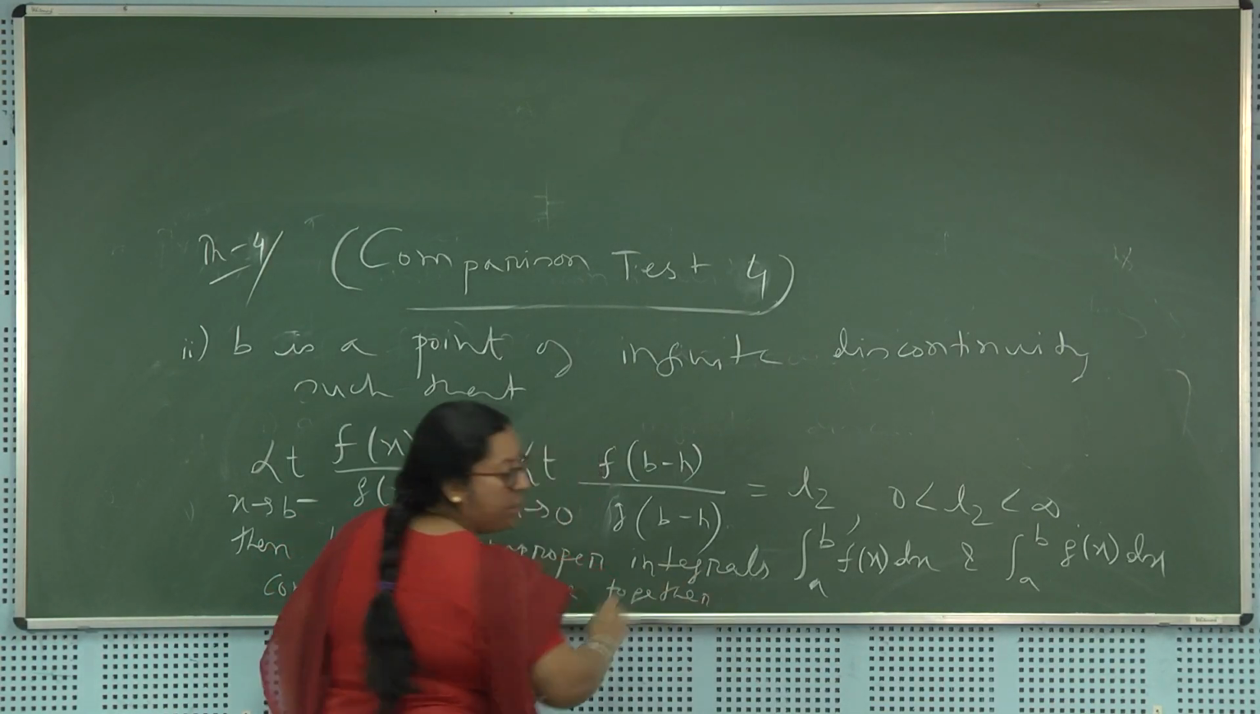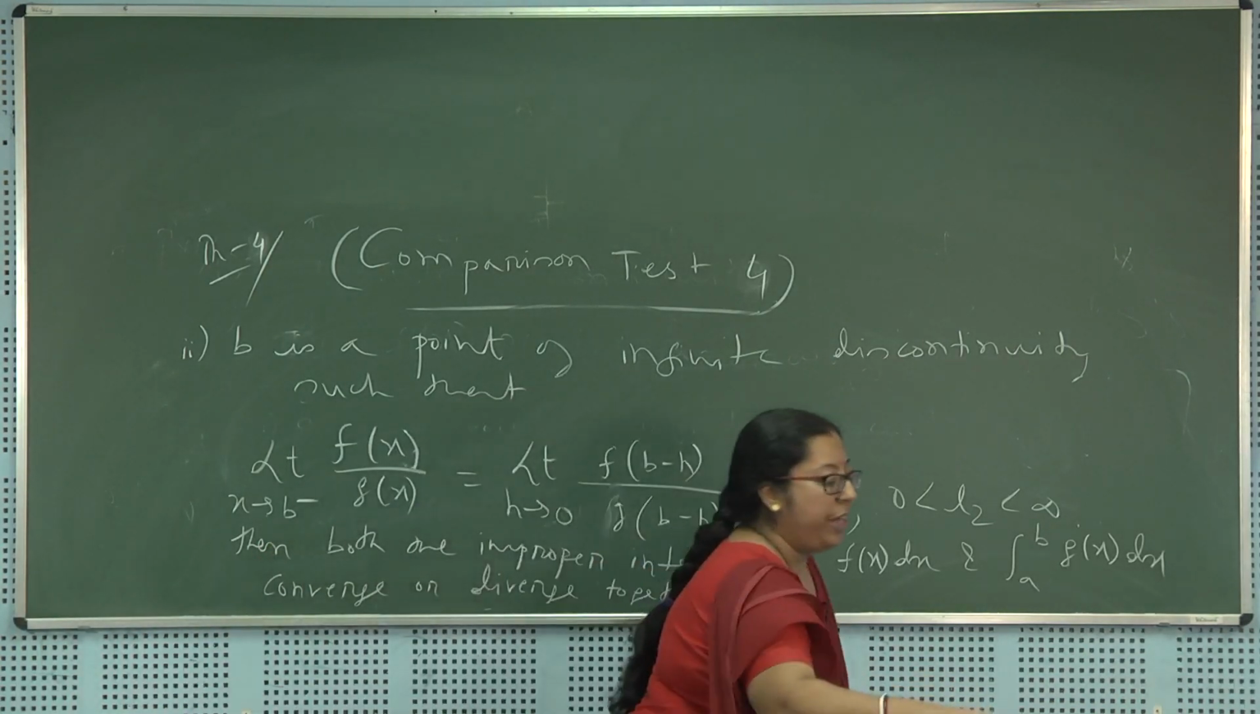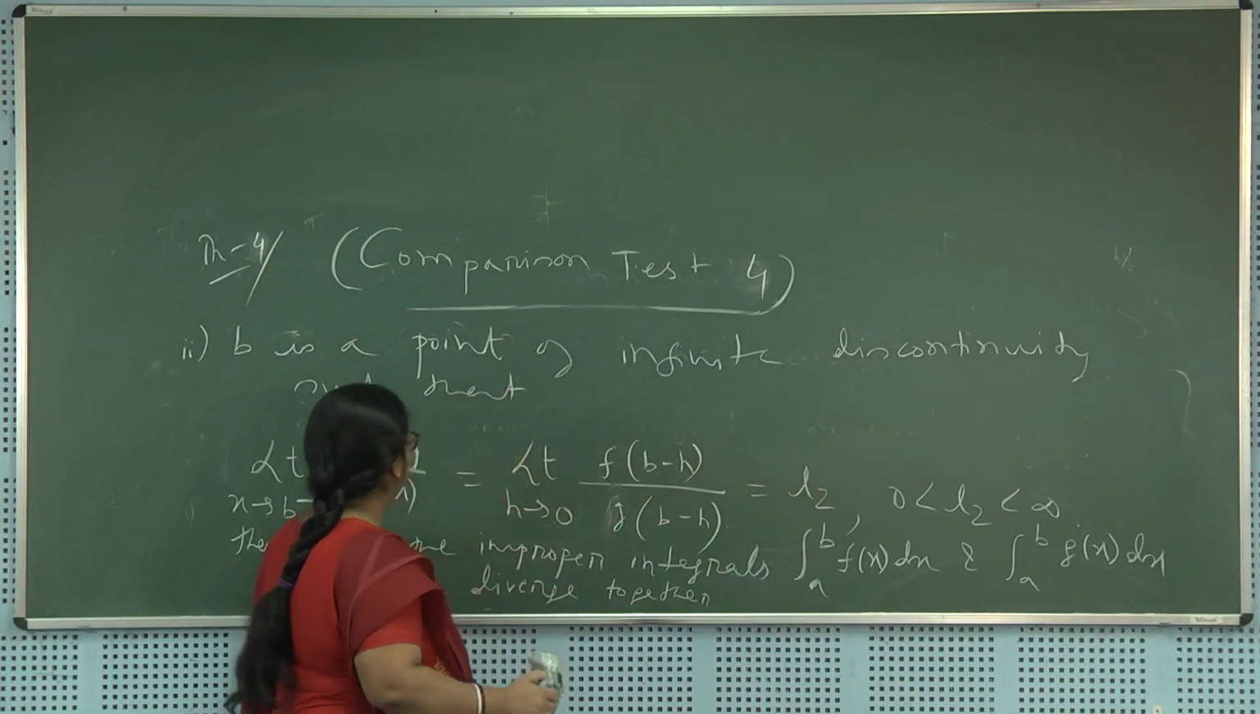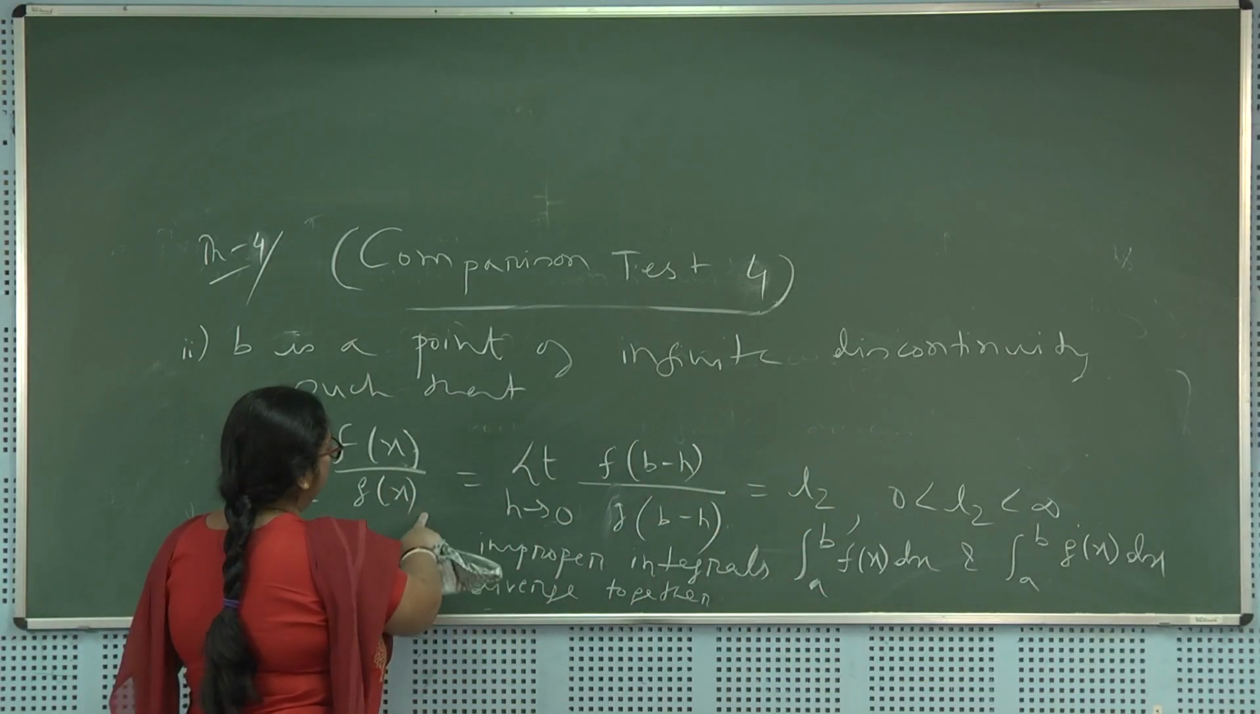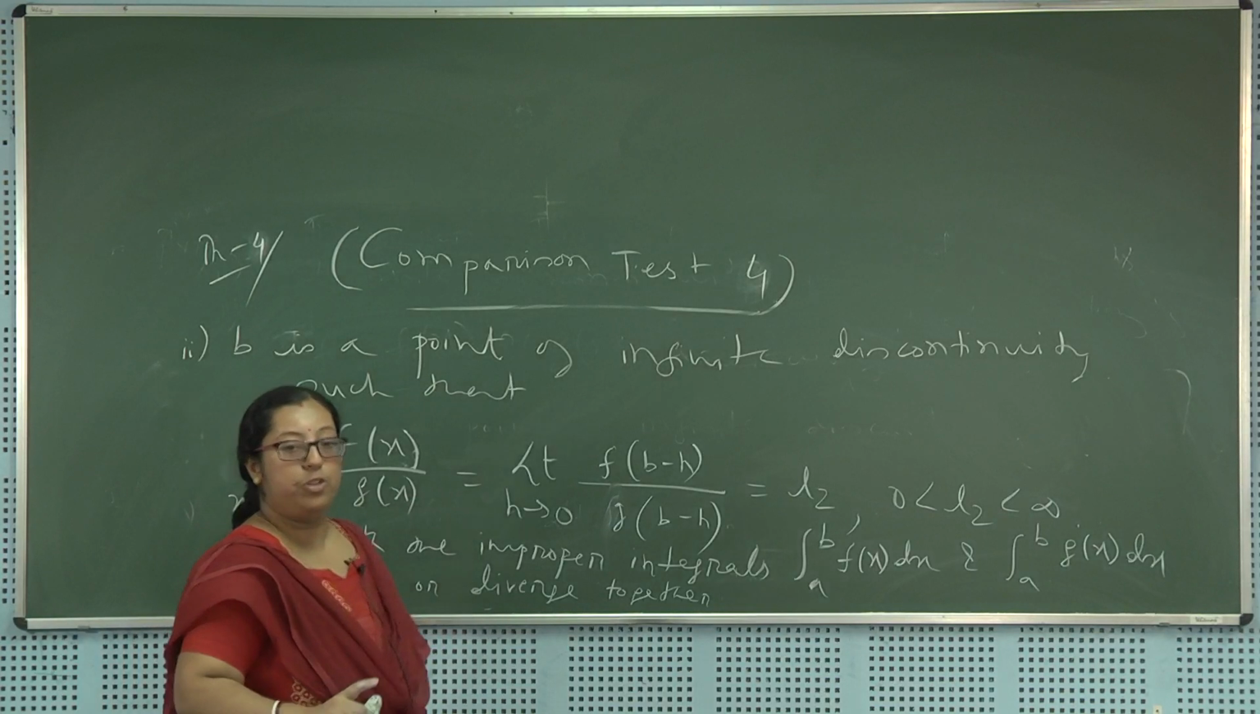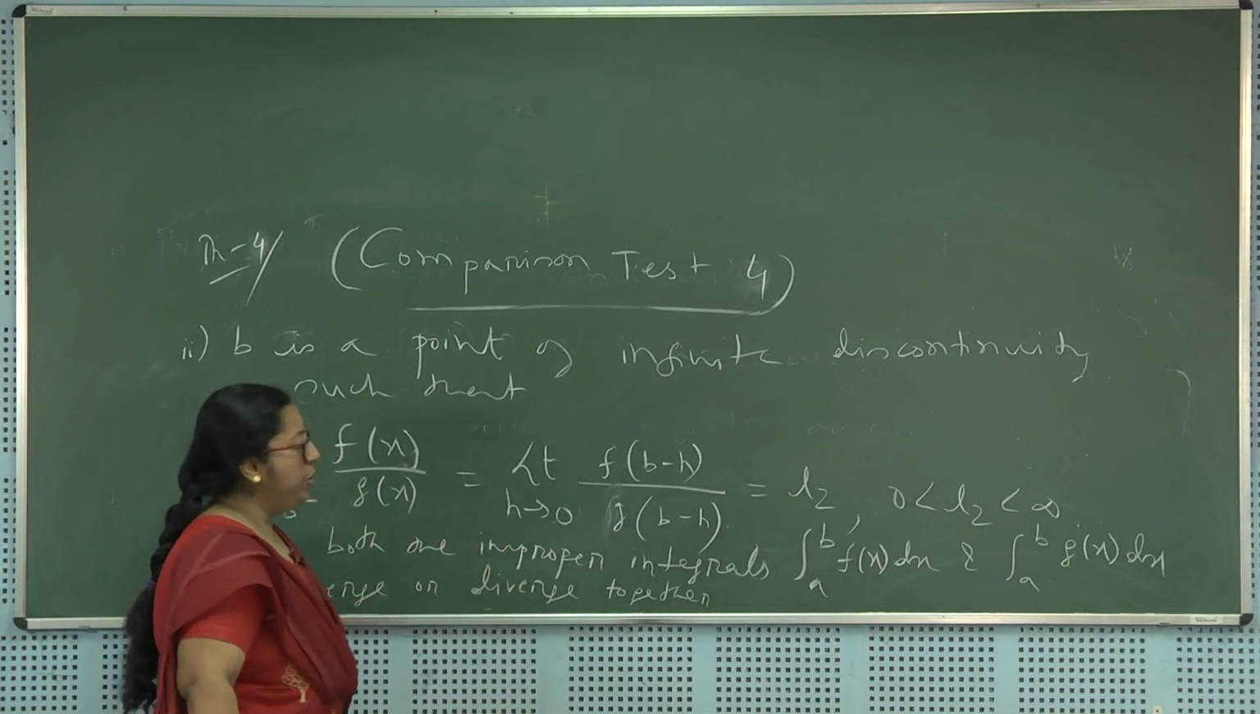So, we can comment about their convergence and divergence together. Basically, you have to think if you want to apply this. Here you have to take g(x) to be a simple function which you know how to integrate, or you can comment on its convergence and divergence.